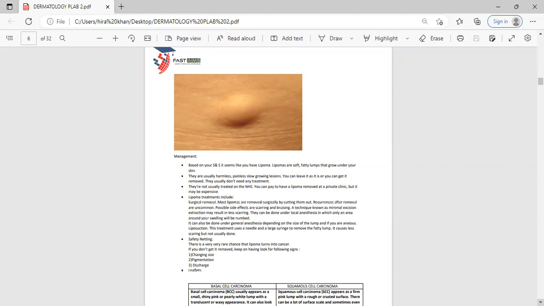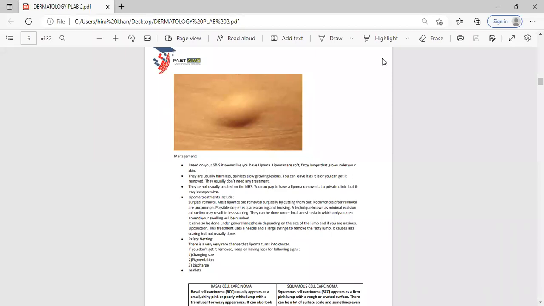Doctor, what are the treatment options available? You can say, well, first of all, lipomas do not need any treatment, but if you want to get treated, there are different options available. For example, you can get it removed surgically, in which they will numb your area locally and they will remove the lesion. But the side effect of it is you might have a scar. The second option available is liposuction, in which they use a needle and a large syringe to remove the fatty lump. But it is not usually done nowadays. So these are the two options available.